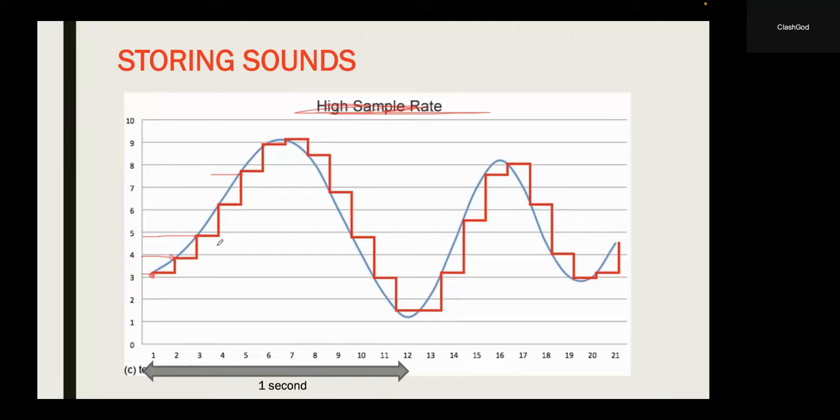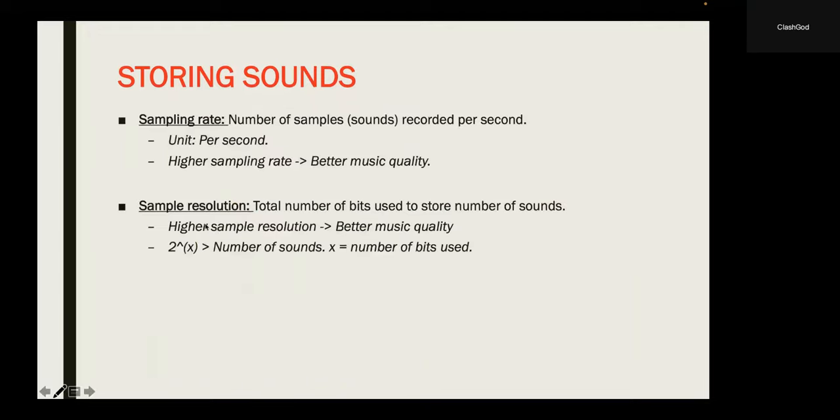All right, so this is how sound sampling works. You split this continuous piece of music into small pieces, and then you only record the note at these intervals. So that's the essentials of sound sampling.